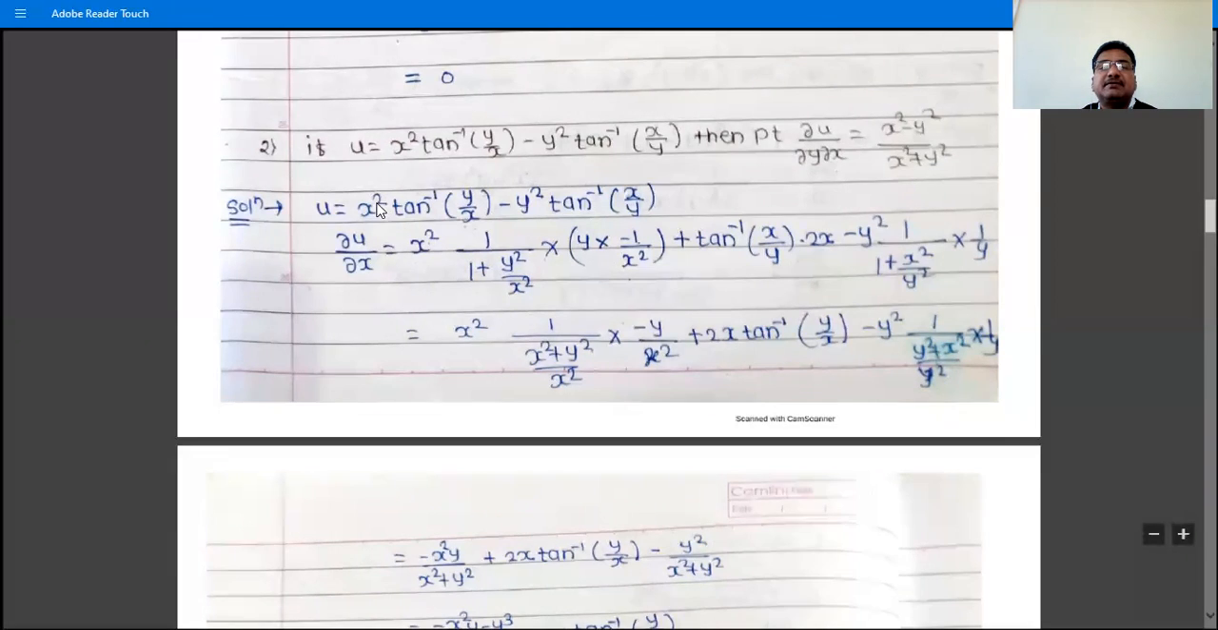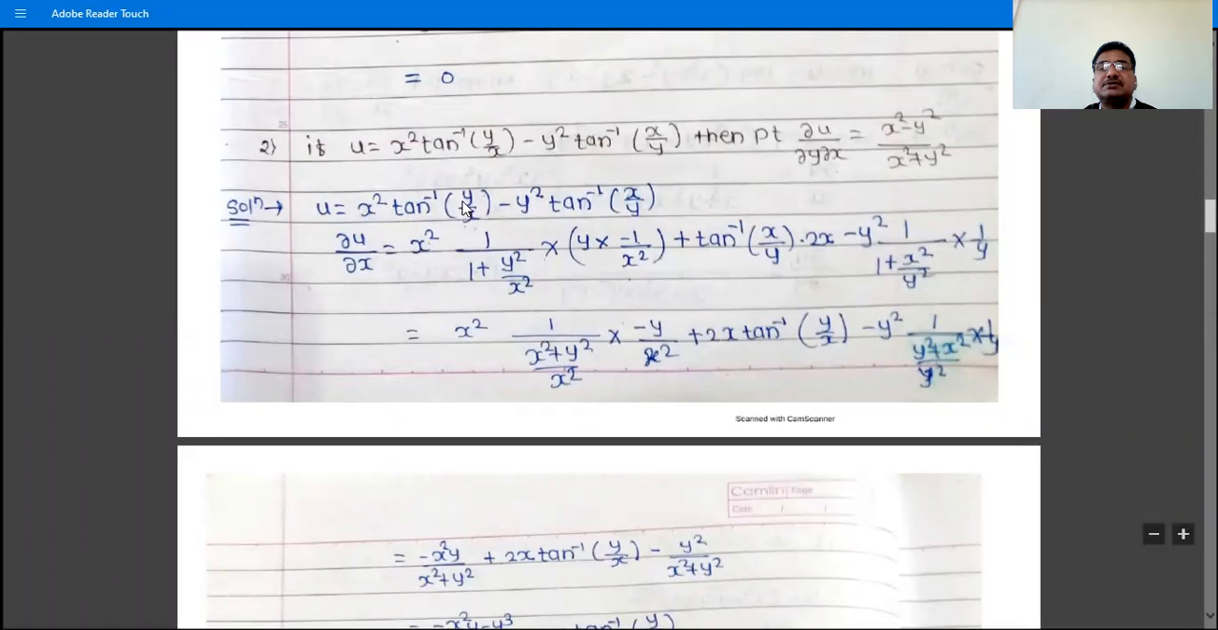So del u by del x, using the u into v rule: x square times the derivative of tan inverse y by x, which is 1 by 1 plus y square by x square, into the derivative of y by x with respect to x. y is constant, and the derivative of 1 by x is minus 1 by x square. Then plus v, this tan inverse y by x. Here is a correction: it is y by x, not x by y. Tan inverse y by x, that is v, into the derivative of x square, which is 2x.